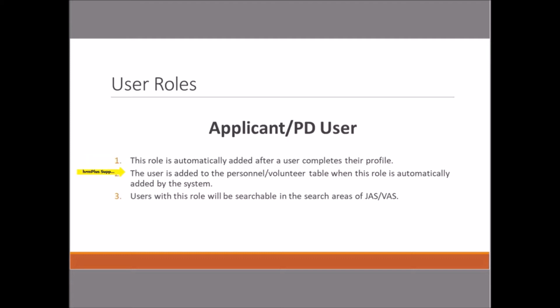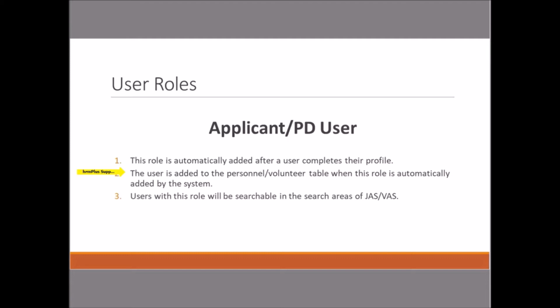When that role is also added, these people get added to very specific tables. If it's a jobs or a PD person, they're put in the personnel table. So a guest typically isn't living in the personnel table. So that's another reason we know they're not complete, because we couldn't find them in that table. And volunteers, once they finish their profile, they're added to the volunteer table. And those are really the tables that we use in the search features.